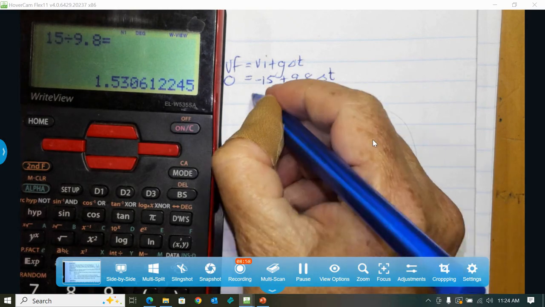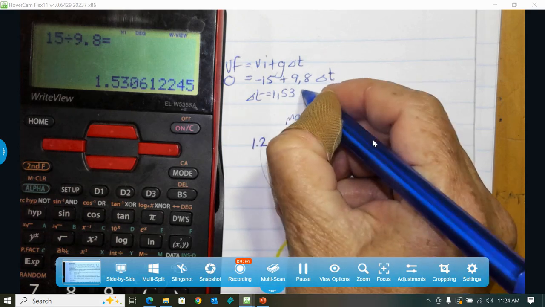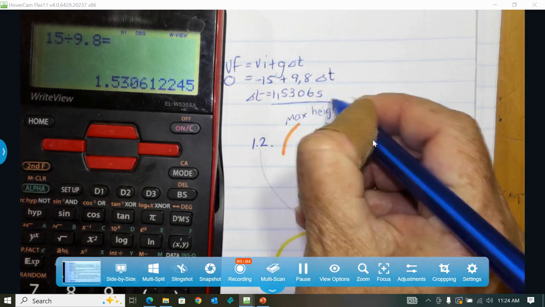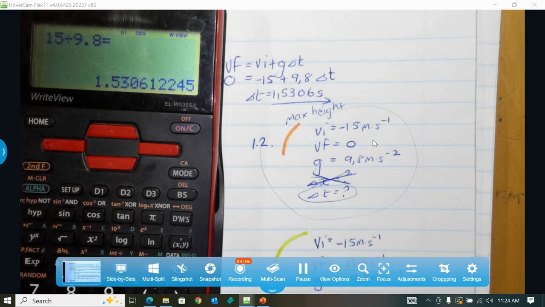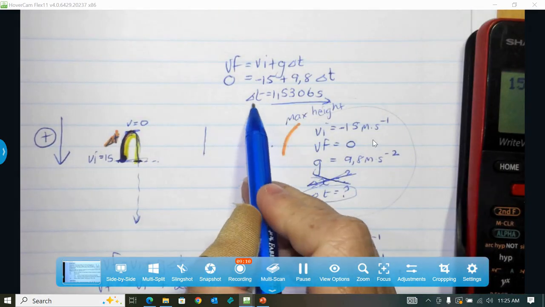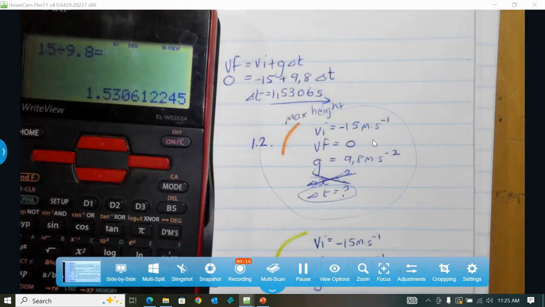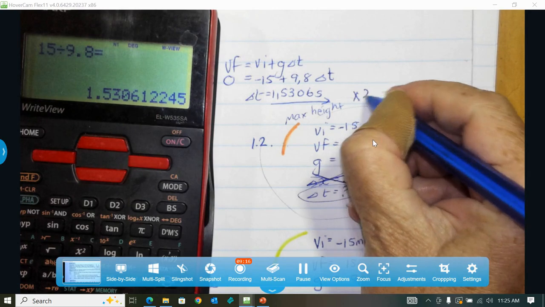And I'm going to end up with a time of 1,53. I'm going to just keep that 0 seconds because it's not my final answer, is it? Okay, so just be careful. Which delta t did we work out for the orange bit? So what will I have to do with this? I'll have to times that by 2.